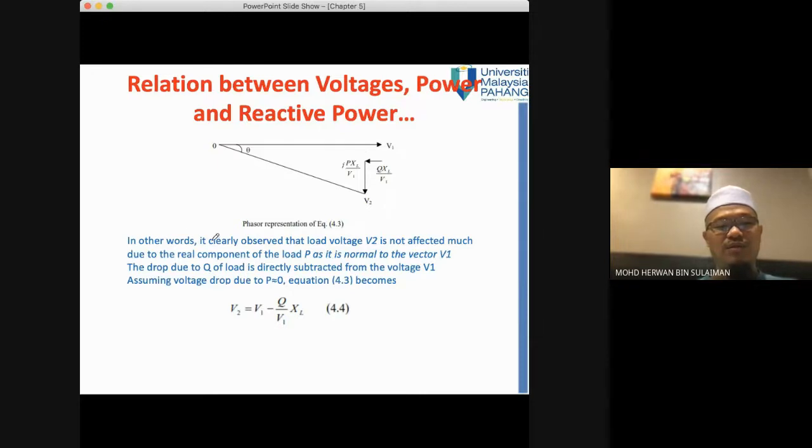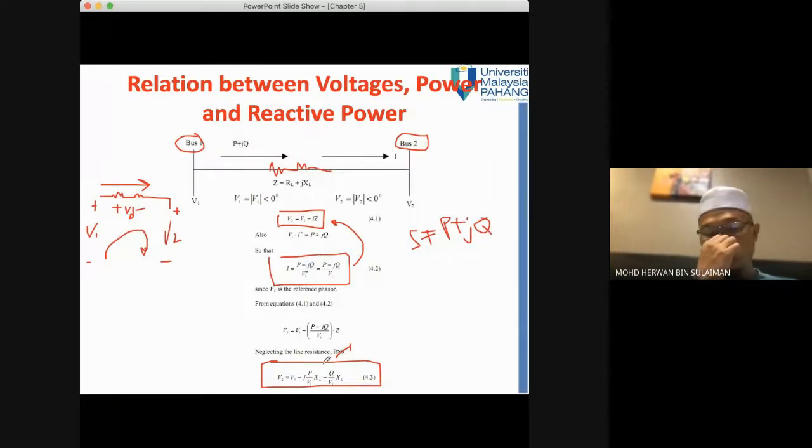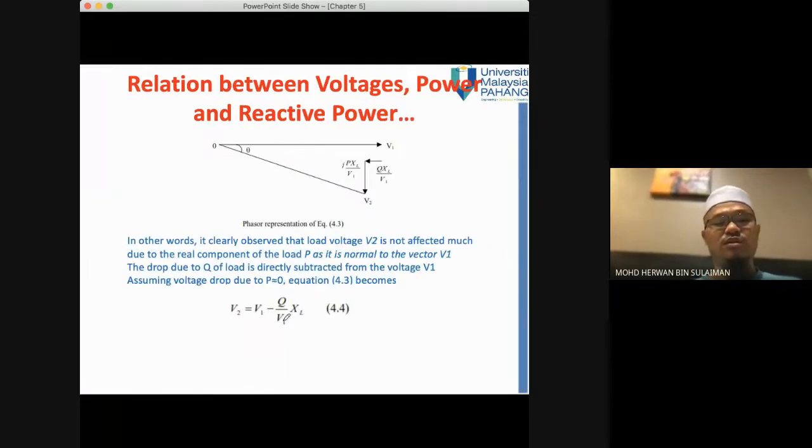So you can already observe that the voltage V2 is not affected much by the real component of the P, as it is normal to the vector V1, and the drop dQ is directly subtracted from voltage V1. Then we assume that due to the voltage drop, P equals 0. So we rearrange this equation, removing the P terms, leaving only the Q element. So we get V2 equals V1 minus Q divided by V1 XL.